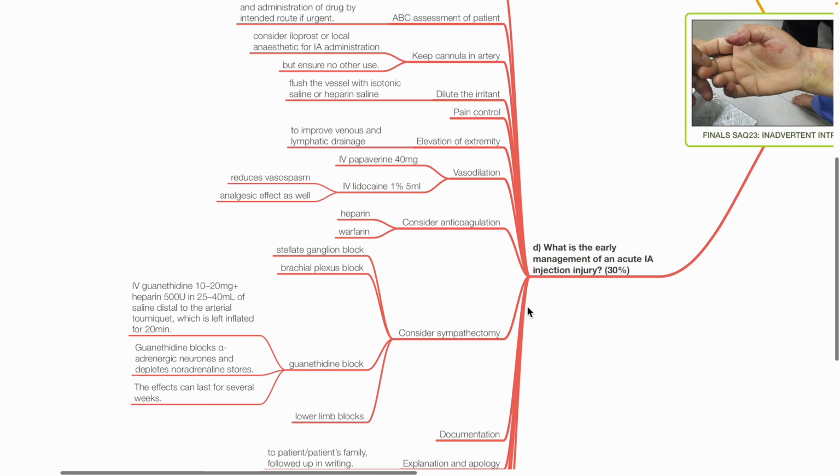Guanethidine is an alpha blocker that depletes noradrenaline stores. The dose is IV guanethidine 10 to 20 mg plus heparin 500 units in 25 to 40 ml of saline distal to the arterial tourniquet, which is left inflated for 20 minutes. The effects can last for several weeks.